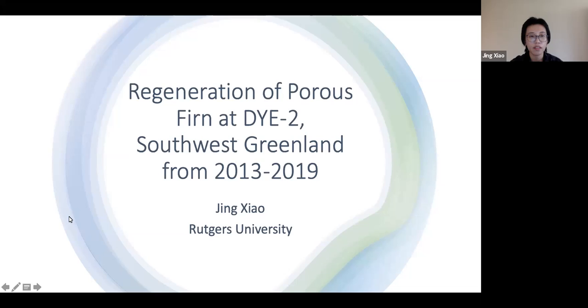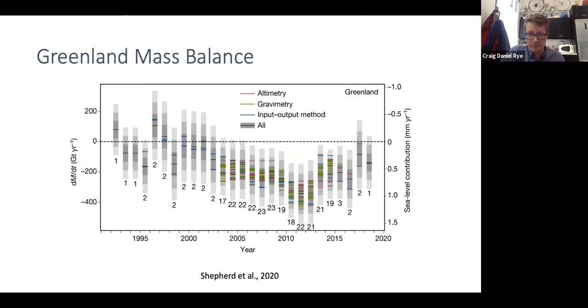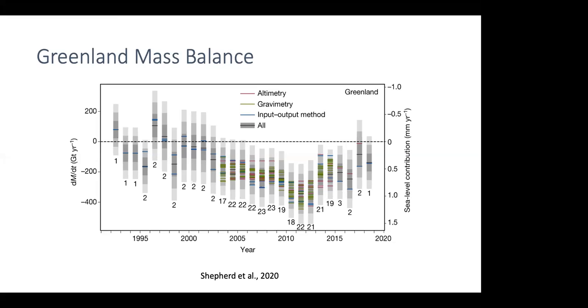Yeah, sorry. So we all know that the Greenland ice sheet is losing mass. It is actually one of the most important cryospheric contributors to global sea level rise. This figure is from a 2020 Nature paper by Schaeffer and others, showing the Greenland mass balance data from 1992 to 2018. It includes data from multiple satellite estimates and also model simulations.